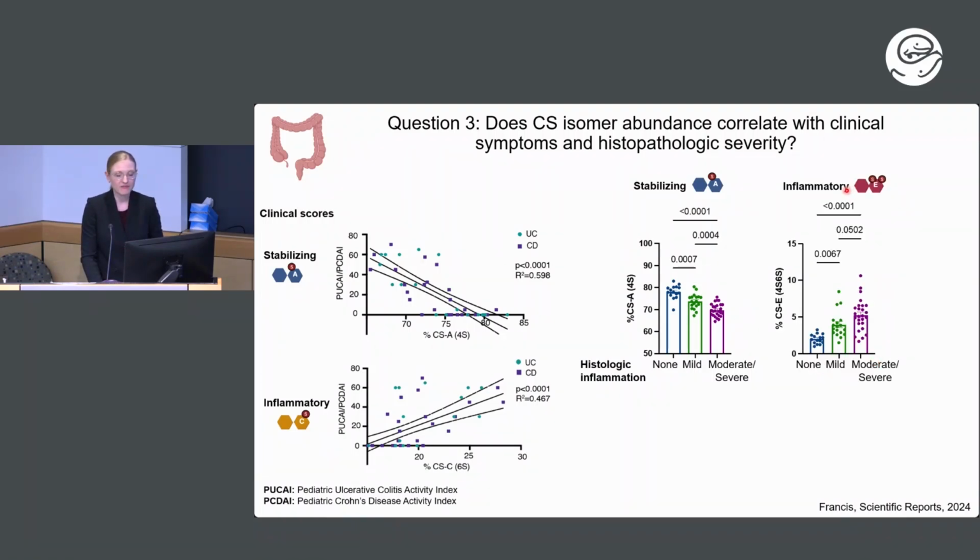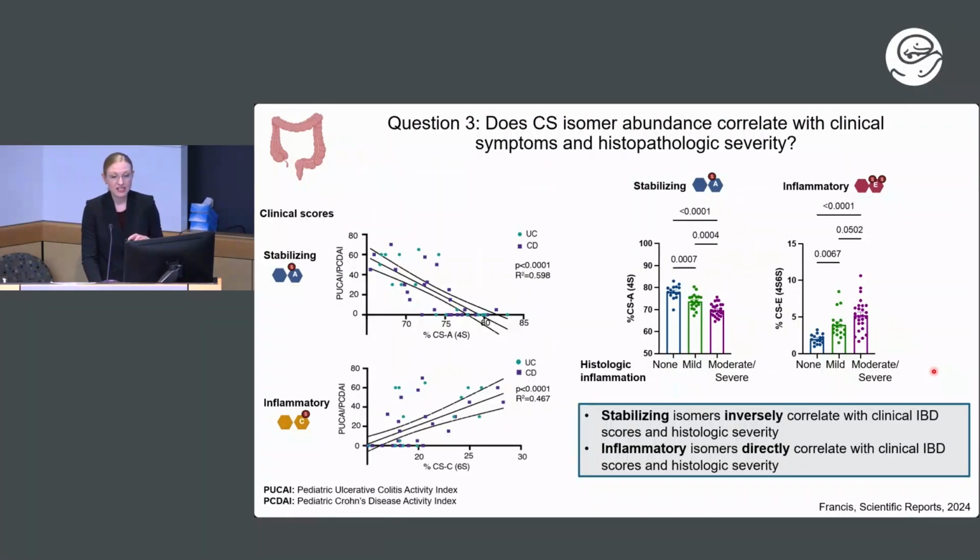And then when we look at the inflammatory isomer, I'm showing CSE here as a nice representation. There's a stepwise increase with increasing histologic severity. So CS isomers correlate with IBD disease severity measured both clinically and histologically in colonic IBD in a manner predictive of being intricately involved in the disease pathogenesis and progression.